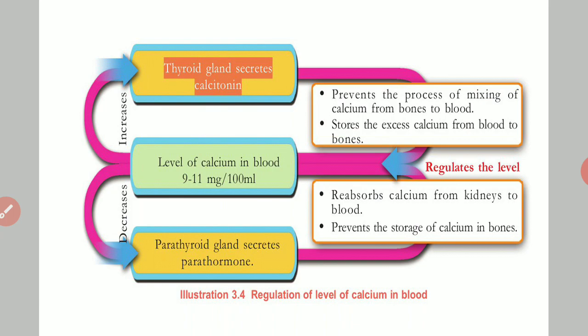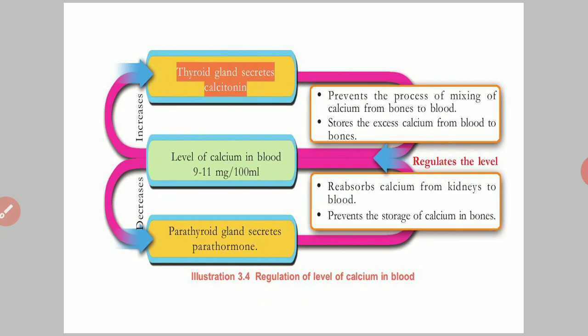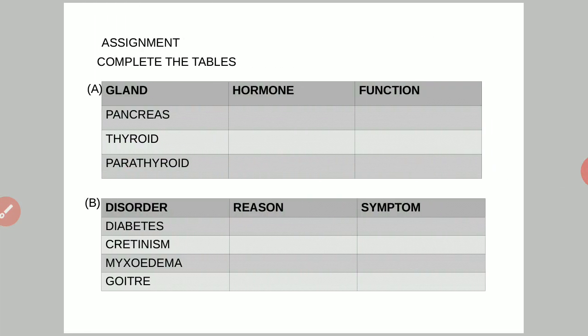Sugar is controlled by insulin and glucagon. Calcium is controlled by calcitonin and parathormone. Okay. Then we will continue.